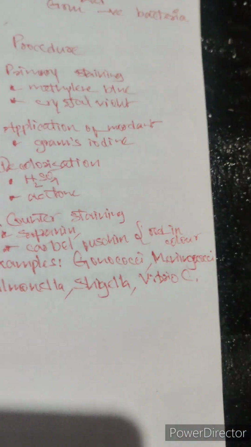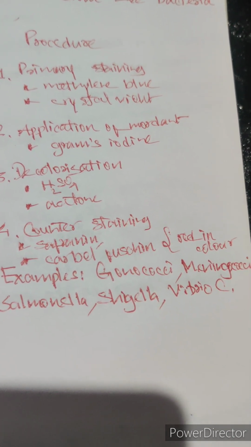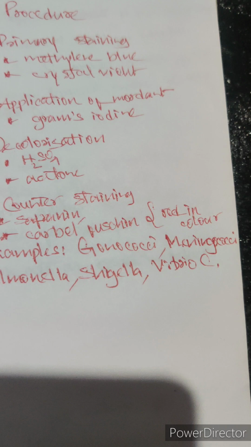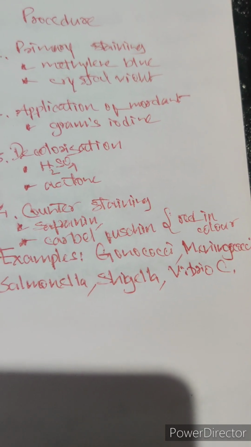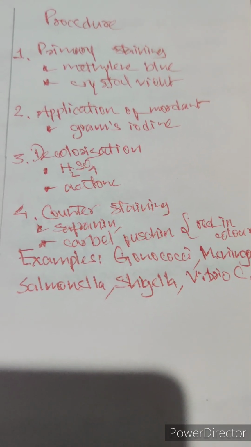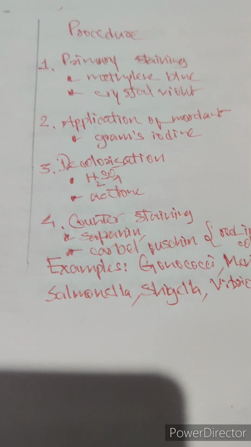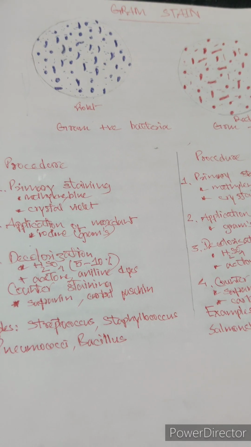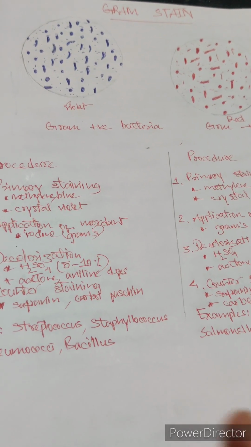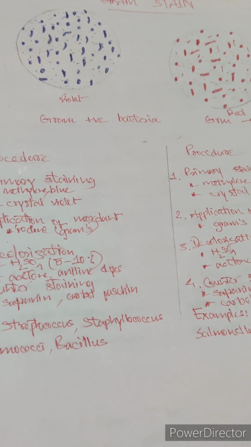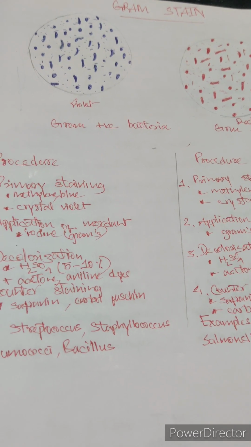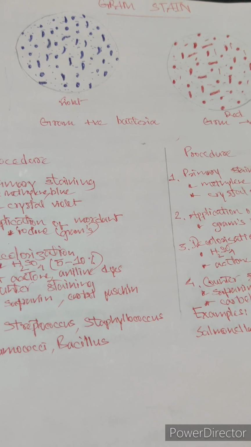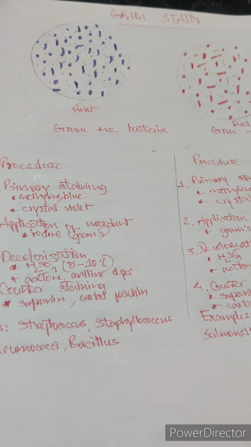Your examples of gram-negative bacteria are gonococci and meningococci. Your gonococci are the causative organisms of gonorrhea, and your meningococci are the causative organisms of meningitis, and Salmonella and Shigella, these are all various examples. So this is the basic difference between gram-positive and gram-negative bacteria. In my next video I will discuss the reasons or the mechanism of the gram staining reaction. So this is the gram stain.